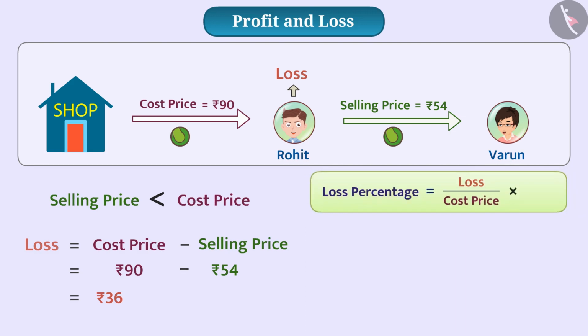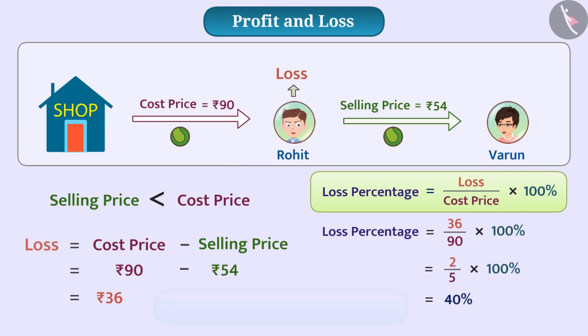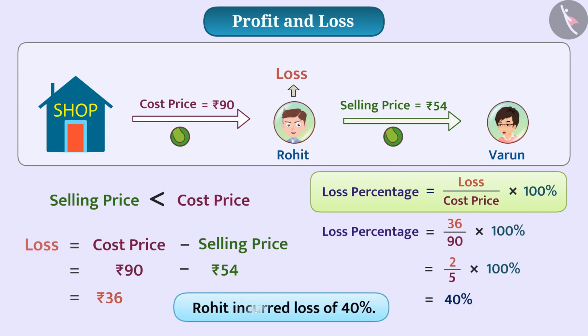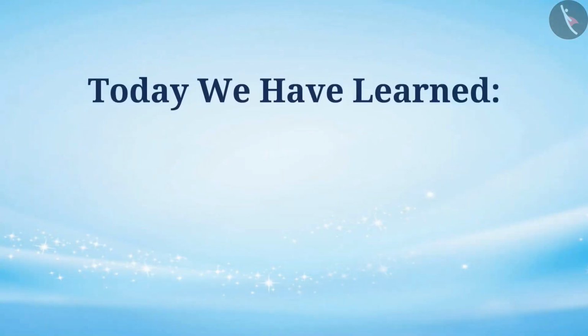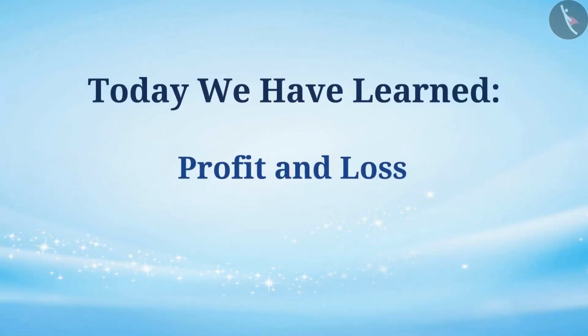Here, the loss percentage is equal to 36 divided by 90 multiplied by 100%, which is equal to 2 divided by 5 multiplied by 100%, which is equal to 40%. That is, Rohit incurred a loss of 40% in this transaction. So today we have learned profit and loss. In the next video, we will see other interesting examples on this topic.